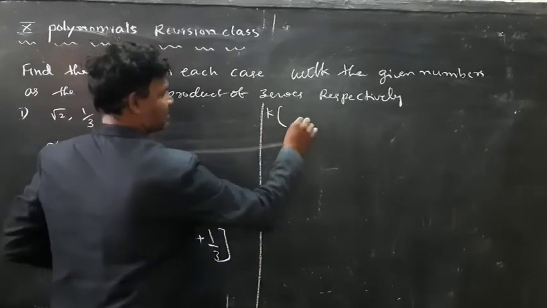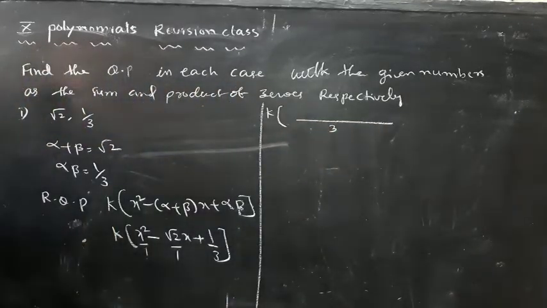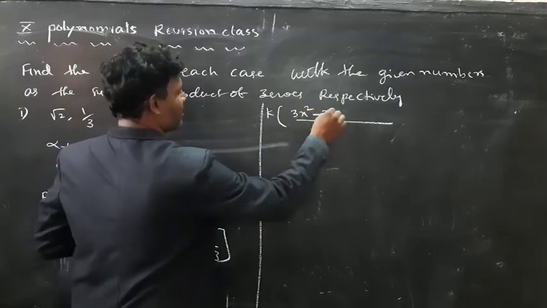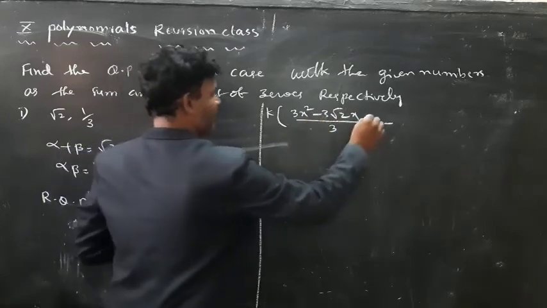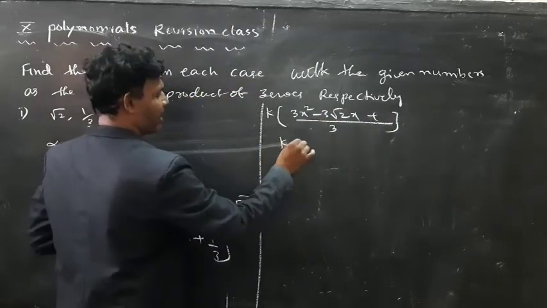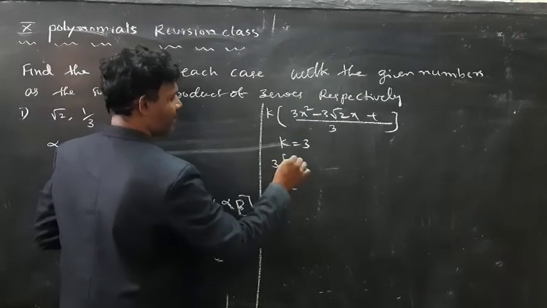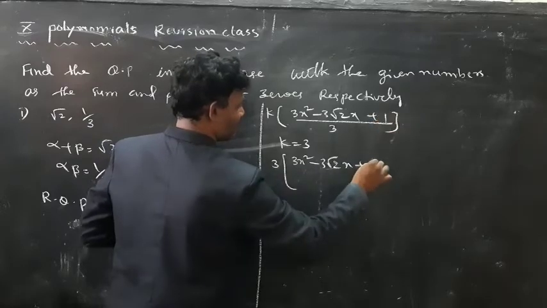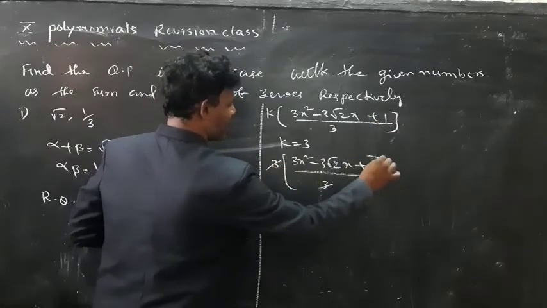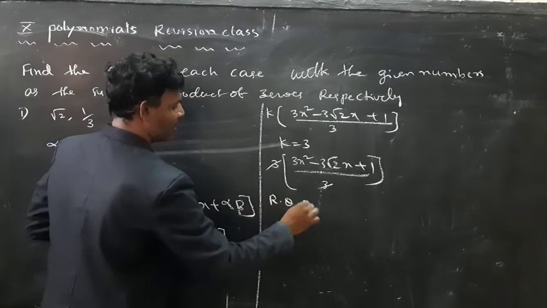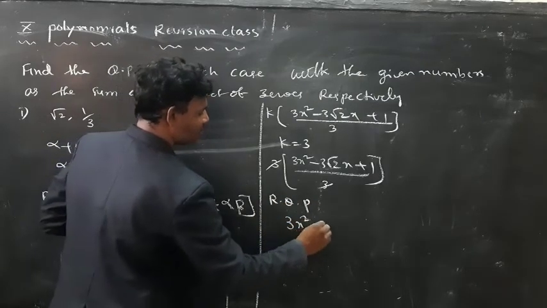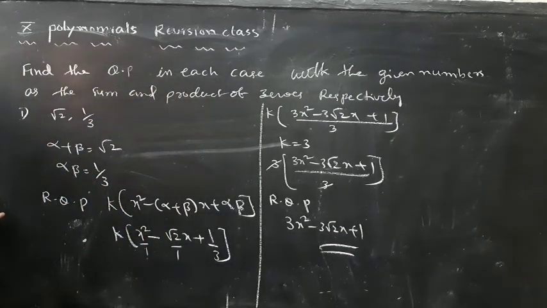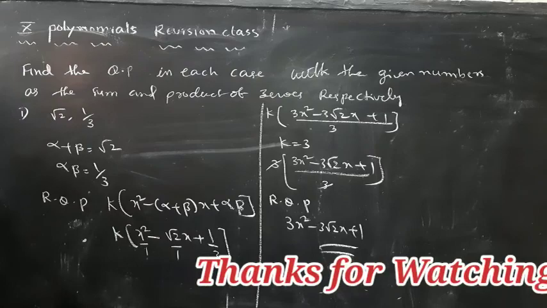K bracket. After taking 3 as LCM, what can we get here? 3x square minus 3 root 2 x plus 1. I am taking the k value as 3. So it is 3 bracket x square minus root 2 x plus 1 by 3, so 3 and 3 get cancelled. The required quadratic polynomial is 3x square minus 3 root 2 x plus 1.